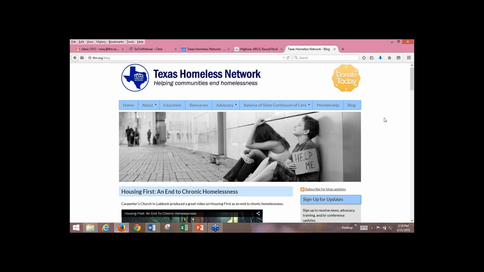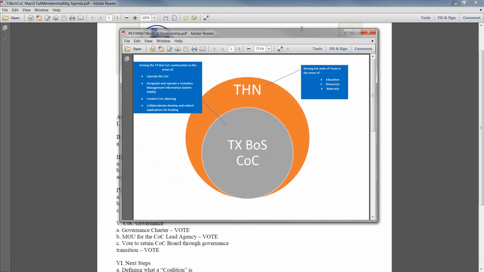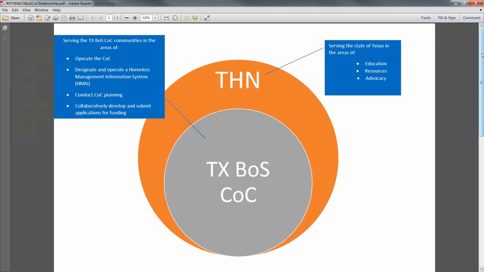I'm going to go ahead and talk about Texas Homeless Network's statewide activities and THN's Balance of State COC activities and how those relate. So I put together a little diagram here that I'm hoping helps explain this relationship.